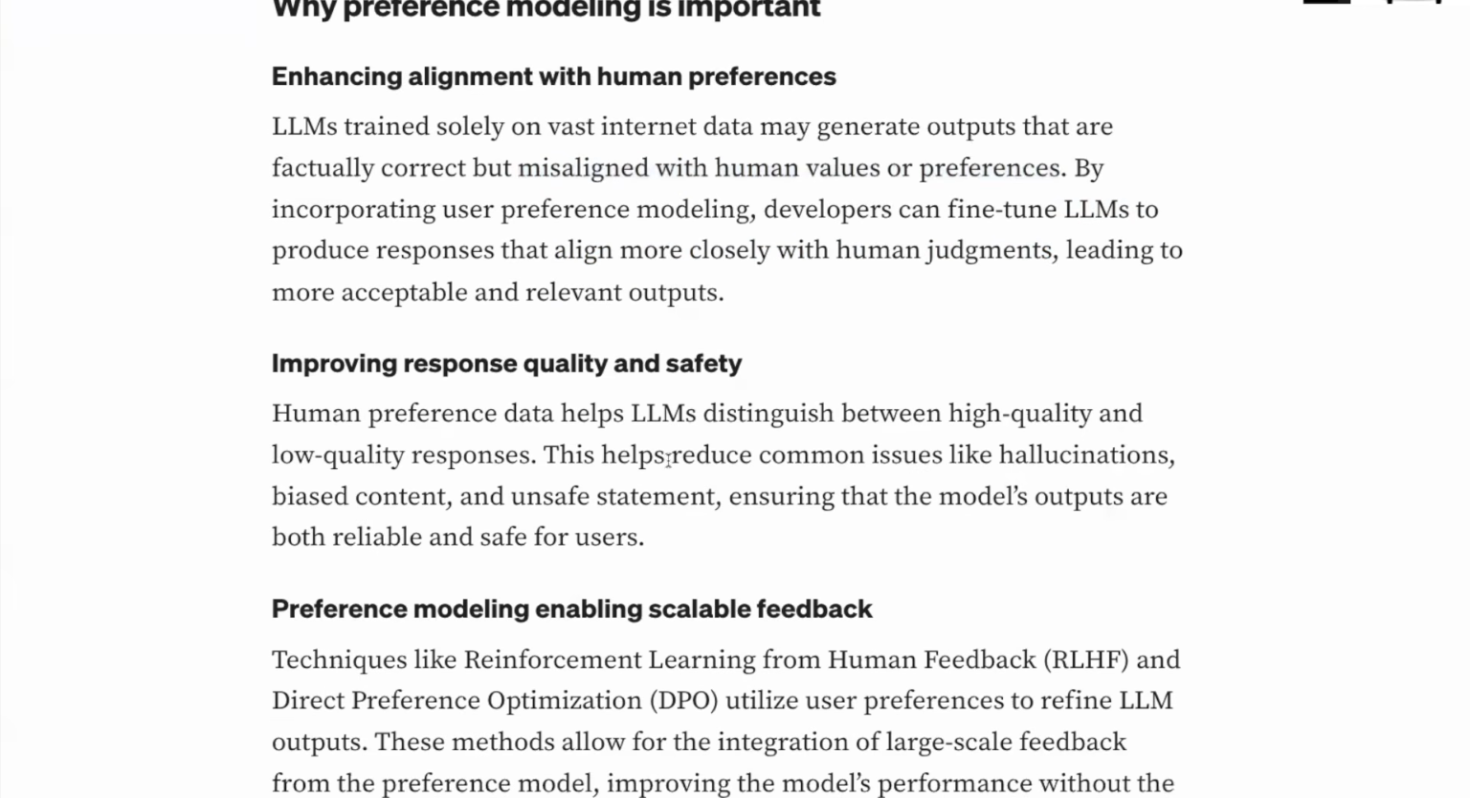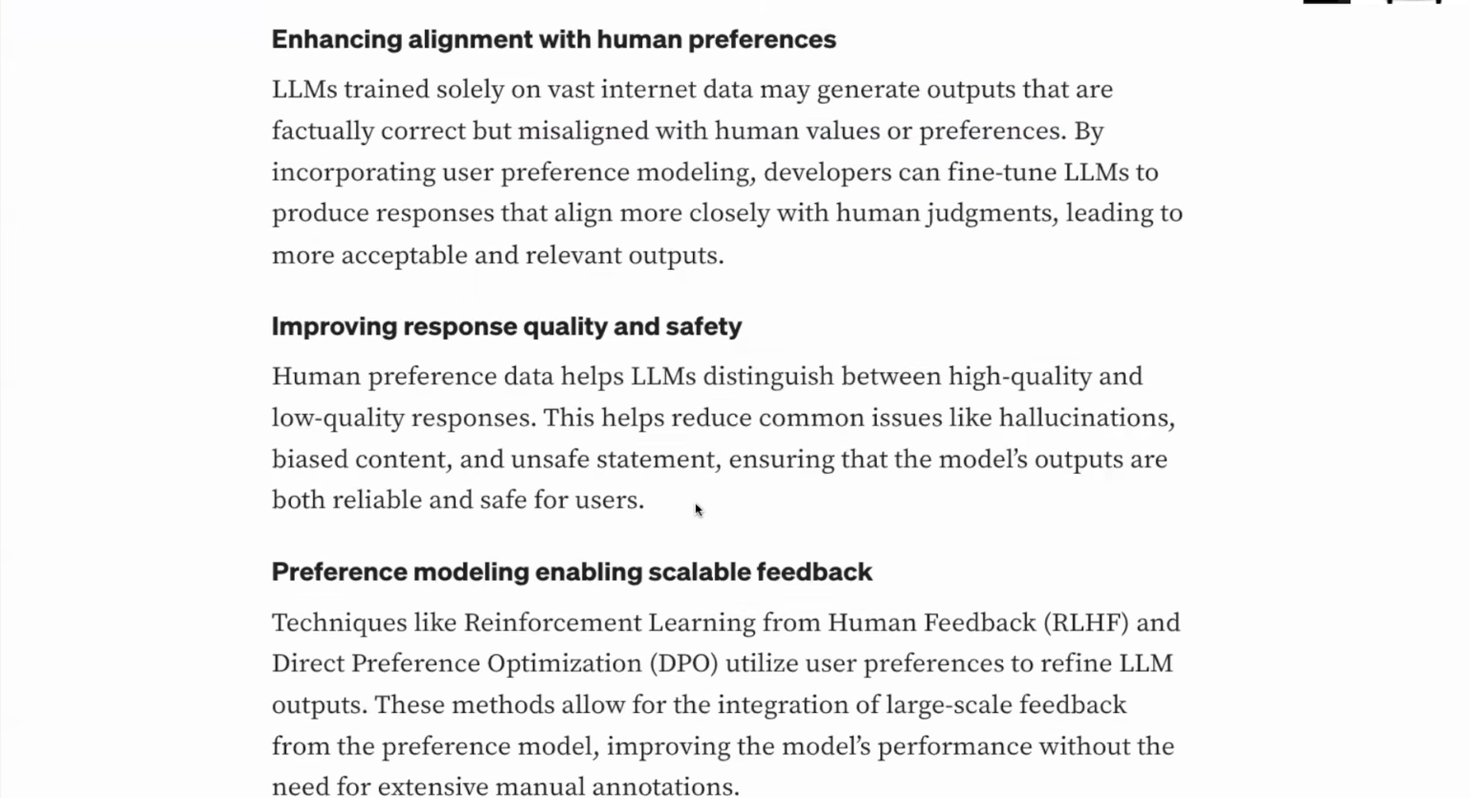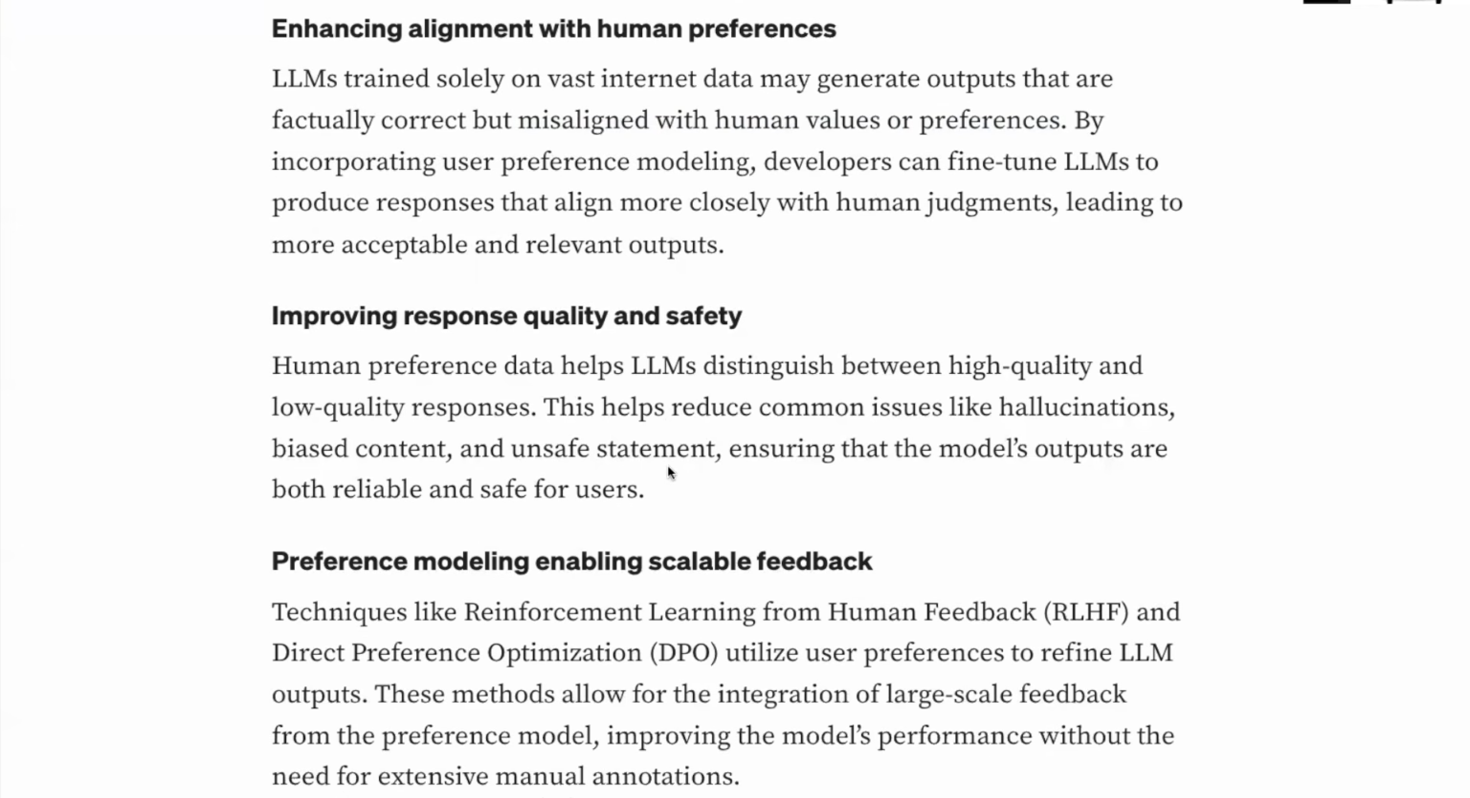And there's also a threat in terms of LLM fairness and safety, right? Because without alignment, the LLM may generate biased, unsafe statements. So this preference alignment is also to help reduce common issues, including hallucinations, generating biased content and unsafe statements, to make sure that we have AI safety, and the LLM is able to be really reliable and safe for the users and society.